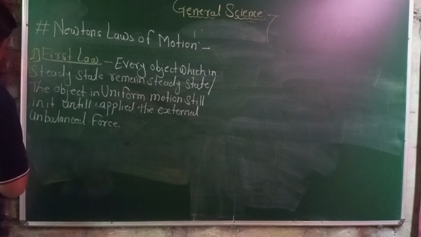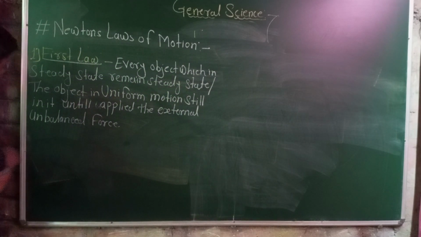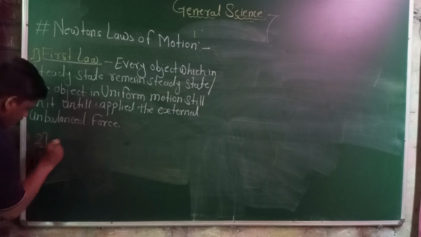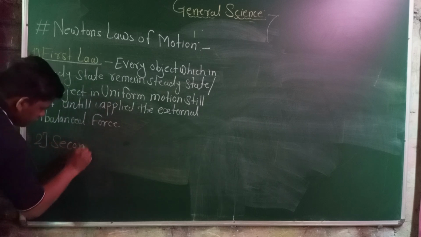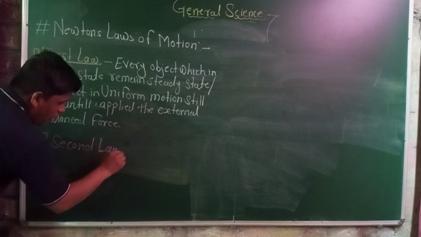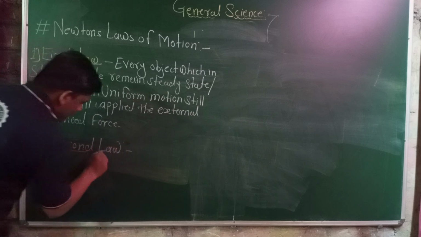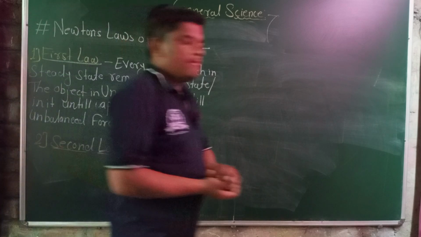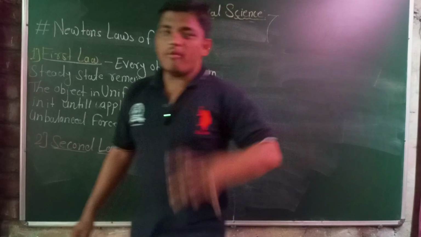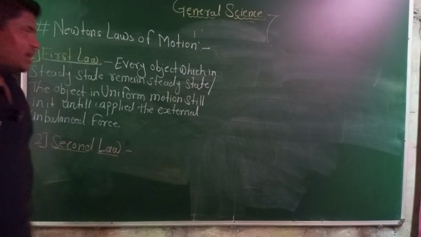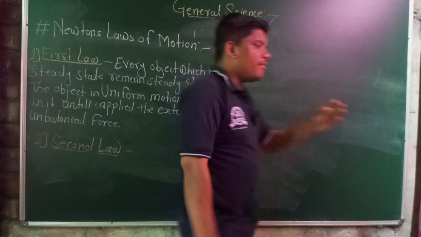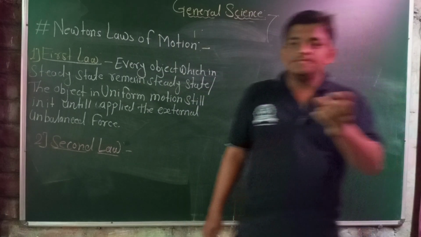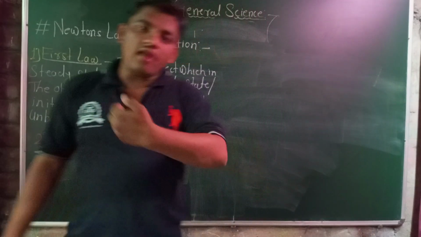And another one is the second law. Before the discussion of the second law, we must have knowledge about momentum. What is momentum? Momentum is the product of the mass of the object and the velocity of that object.